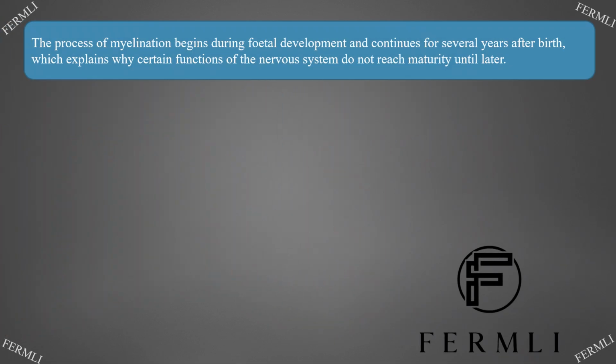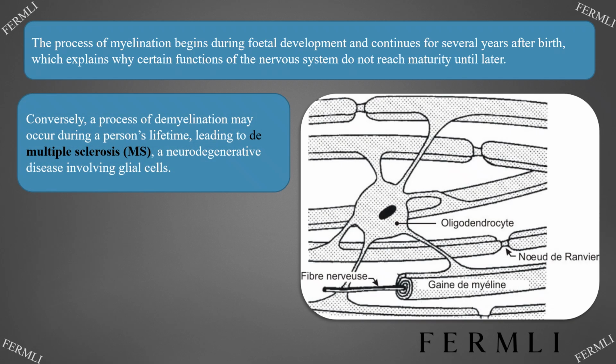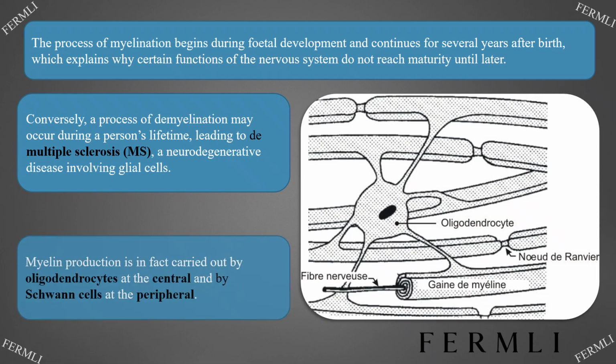The process of myelination begins during fetal development and continues for several years after birth, which explains why certain functions of the nervous system do not reach maturity until later. Conversely, a process of demyelination may occur during a person's lifetime, leading to multiple sclerosis, MS, a neurodegenerative disease involving glial cells. Myelin production is in fact carried out by oligodendrocytes in the central nervous system and by Schwann cells in the peripheral.